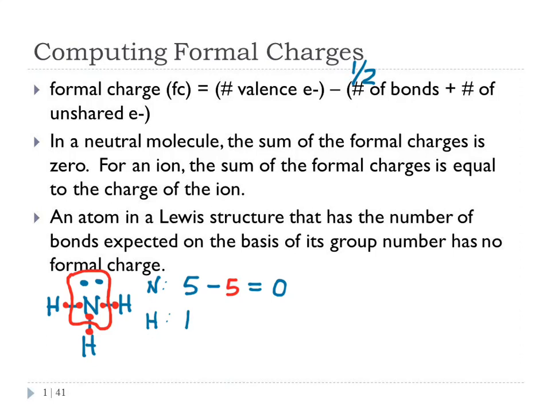Just one. It only has one electron. And in this structure, each of these hydrogens has the same situation, doesn't it? If we split those bonds equally, how many electrons does each hydrogen own? 1. So then we're going to have -1 that it owns, and again we're going to end up with a formal charge of 0.